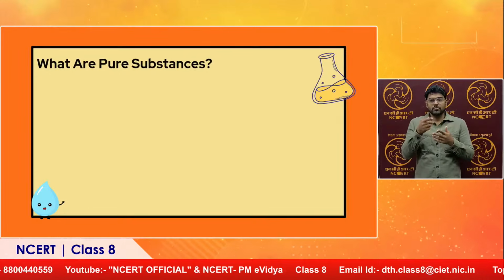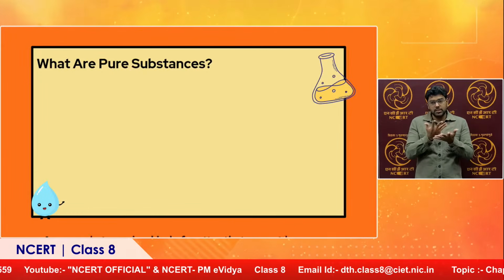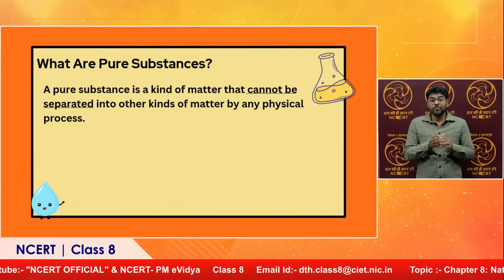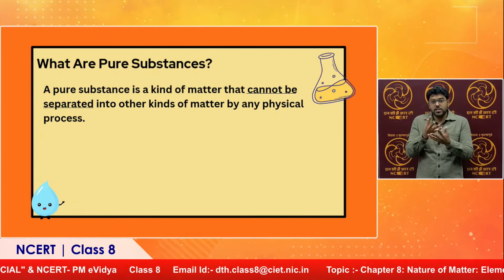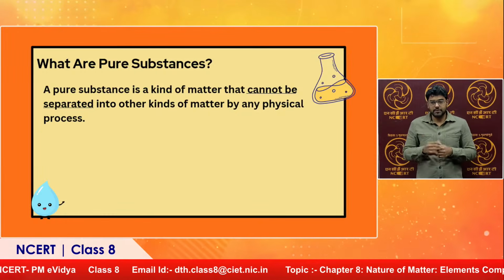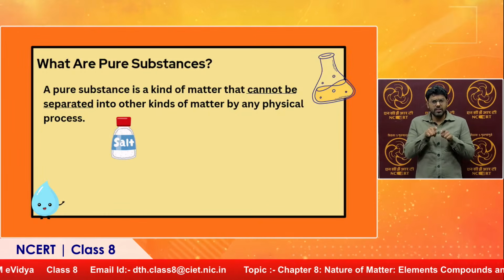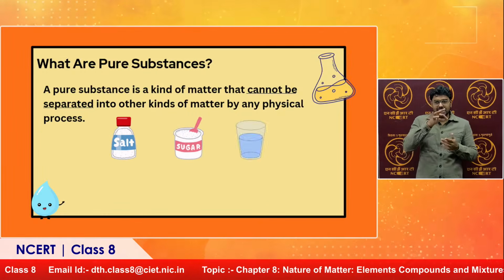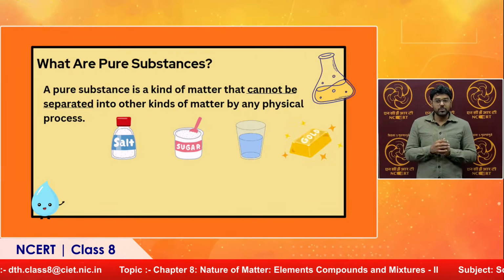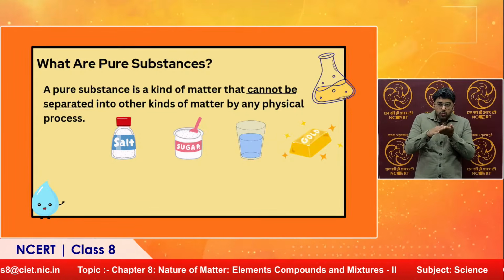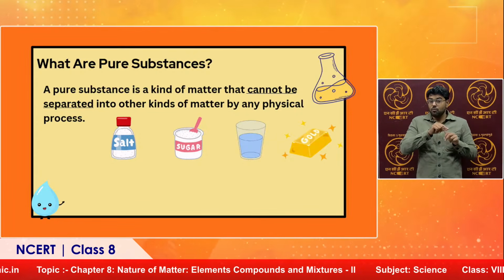So these elements and compounds are called what? The pure substances. So pure substances, what are they? They cannot be separated into other kinds of matter by any physical process. We have certain examples of it, like salt, sugar, water, say gold. All of these are pure substances, because they are all made up of a single type of particle.